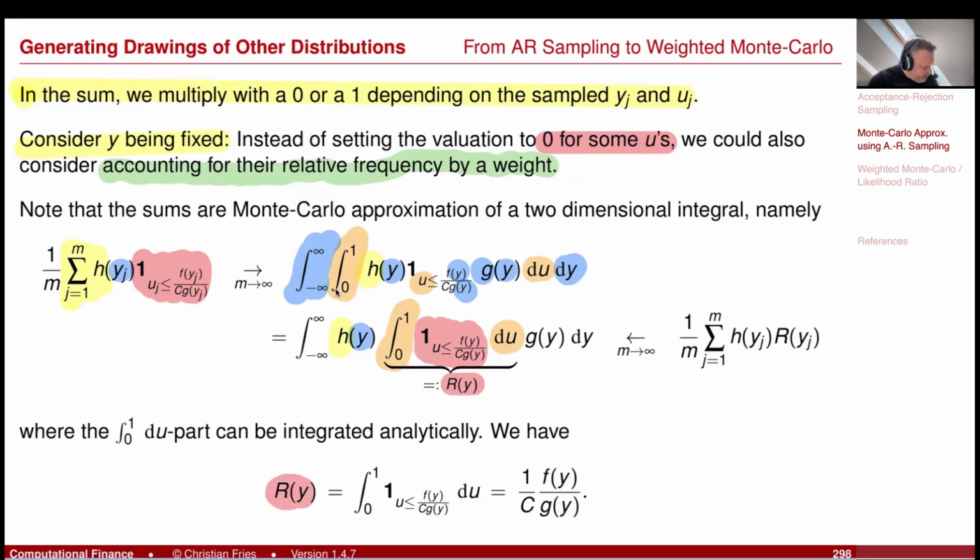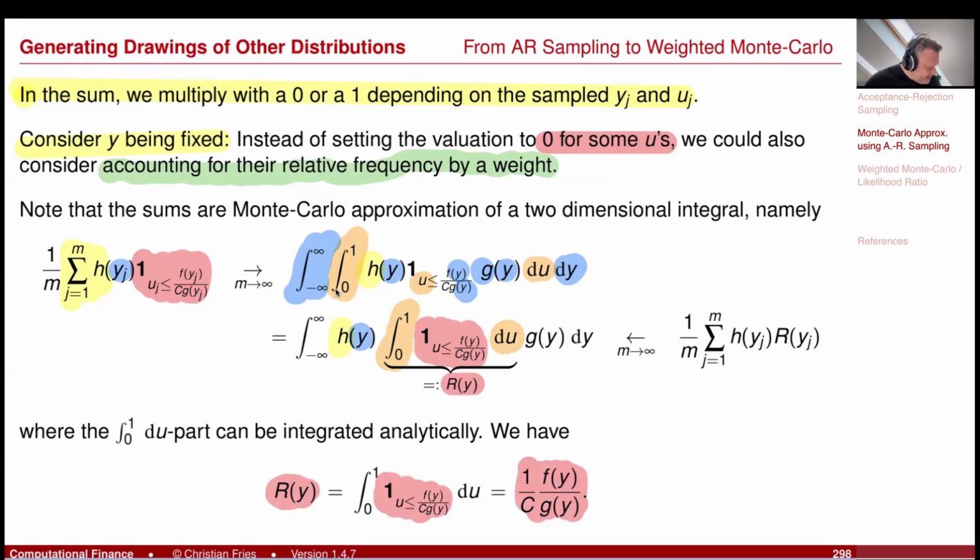This guy, we have calculated before. Integrating this indicator function from 0 to 1 is just the integral of 1 from 0 to f(y) divided by c times g(y). So integrating this indicator function just gives me 1 divided by c times g(y) times f(y), that is, f(y) divided by c times g(y).